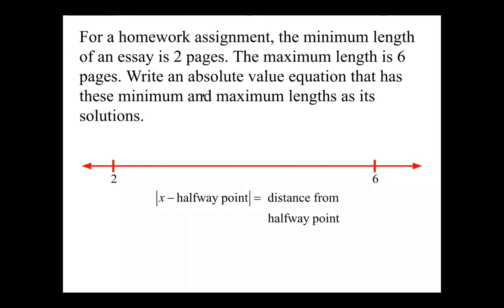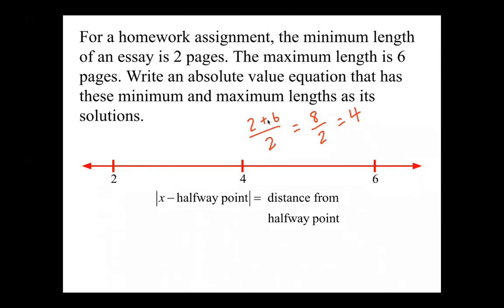Go ahead and do that by finding the mean. I'll just go ahead and add 2 plus 6 and divide that by 2. So 2 plus 6 will equal 8. Divided by 2 will equal 4. So your halfway point would be 4.